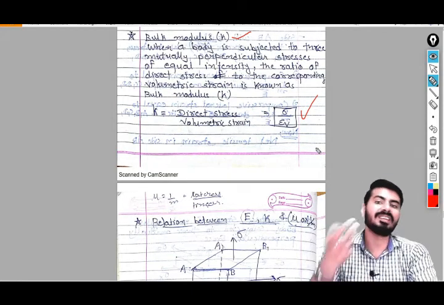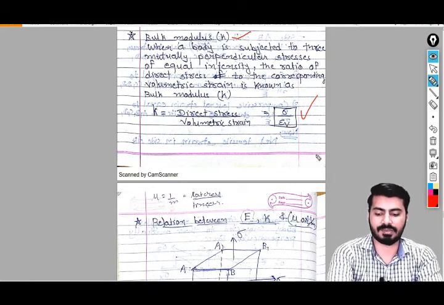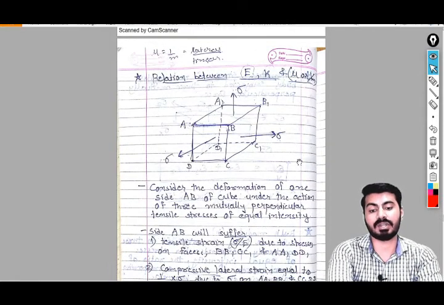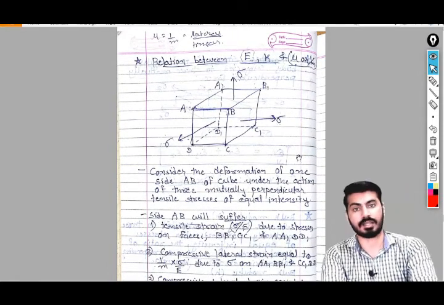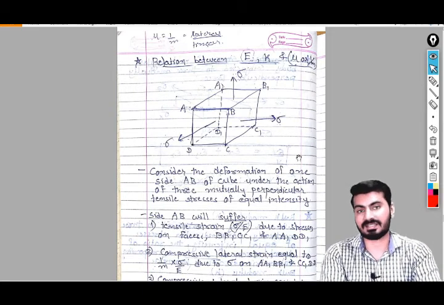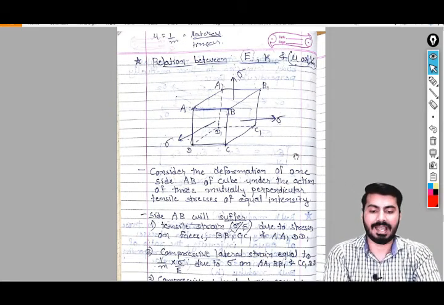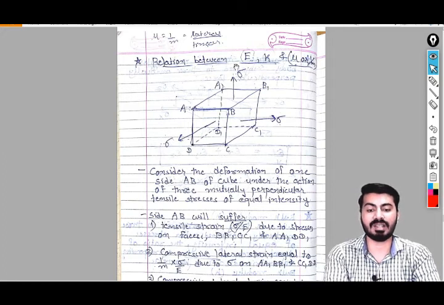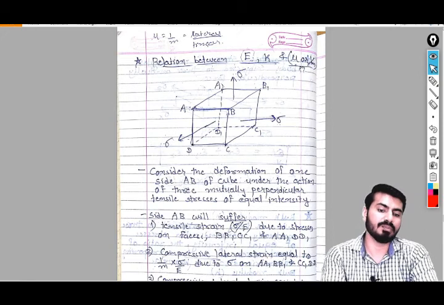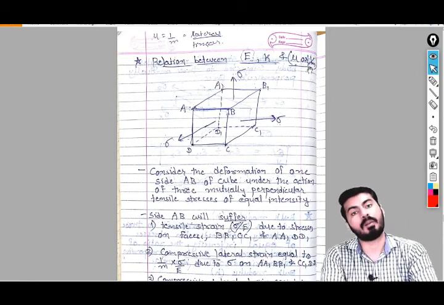Now another question which is generally asked in your examination, that is the relation between those elastic constants, and that is also a very important question which can be asked repeatedly in your GTU, and that is why the relation between E, that is Young's modulus, K, that is bulk modulus, and mu or 1 upon m, that is the Poisson's ratio.